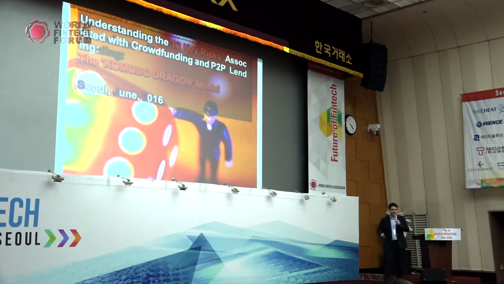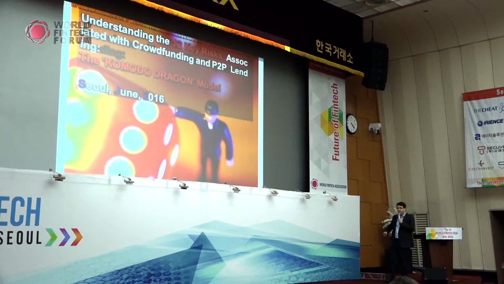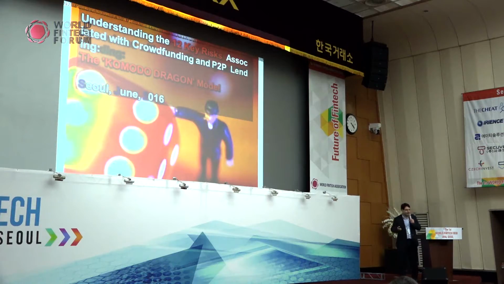But in order to get there, first we have to understand risks associated with fintech, because if we don't understand risks associated with fintech, we will never get to the 10th World Fintech Forum. Now I will talk about risks associated with two specific areas within fintech. One is crowdfunding and the other is peer-to-peer lending. So the model I have created for this purpose is the KOMODO dragon model.